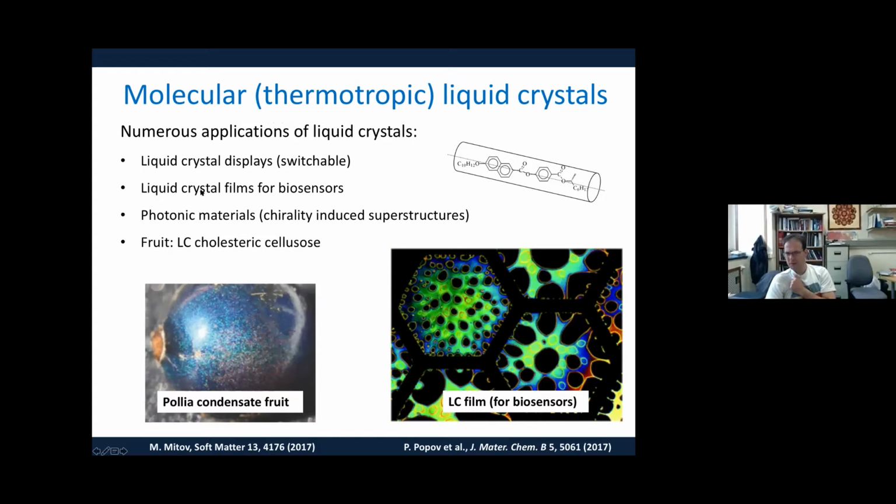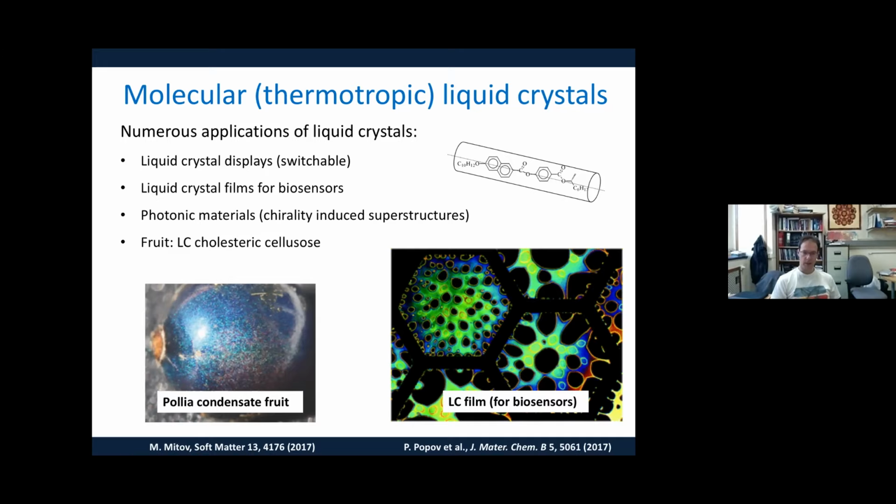Well, just because I read this paper here at the bottom right, and it just shows beautiful pictures, right? Beautiful colors, beautiful textures. These liquid crystalline materials are also used for photonic materials, where you get chirality-induced superstructures. So the building blocks may be chiral, and you get all sorts of interesting structures. And also this one I found more recently: in fruit, you can have these beautiful liquid crystalline cholesteric cellulose, which gives this beautiful shiny structural color to this particular piece of fruit, which is just a few centimeters big, but it looks beautiful.